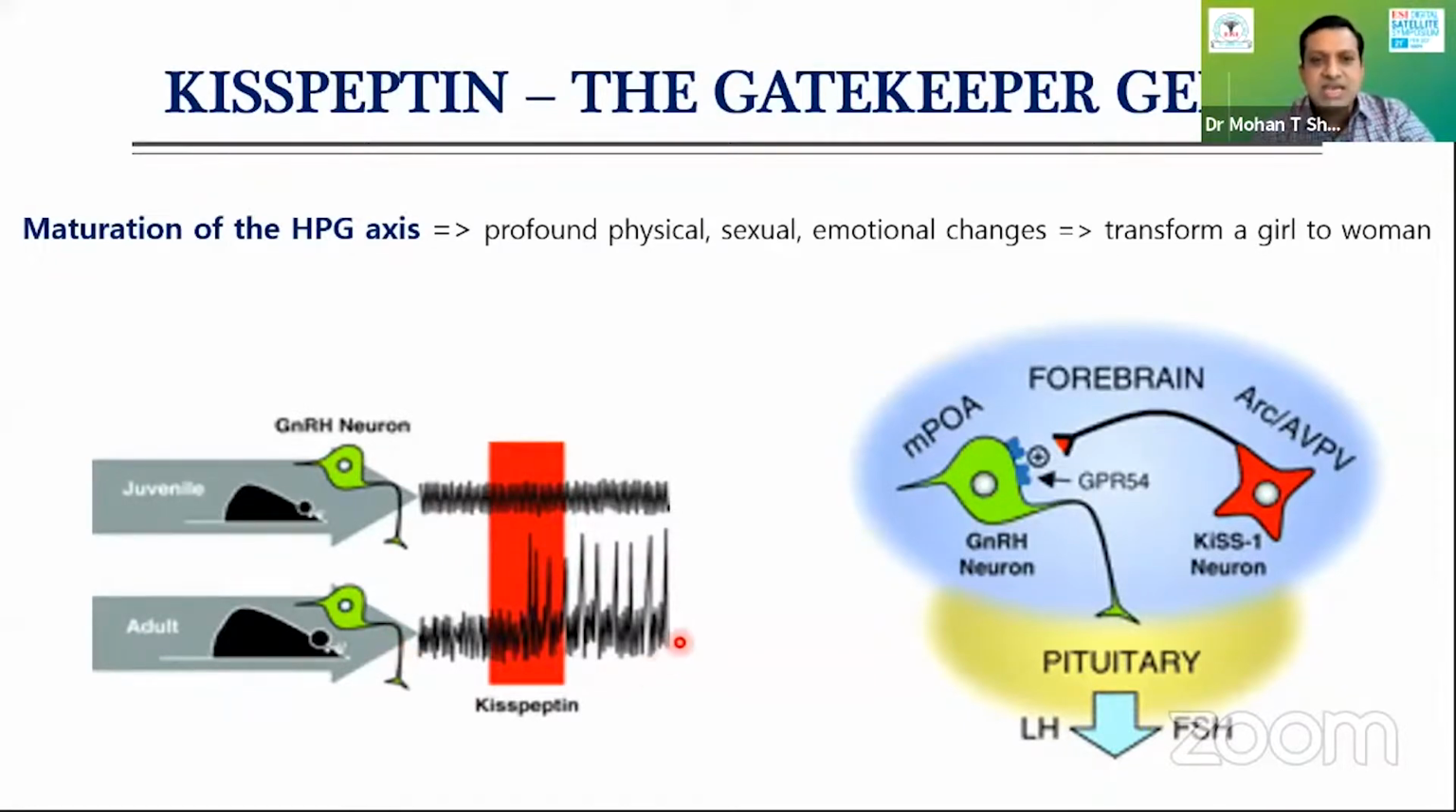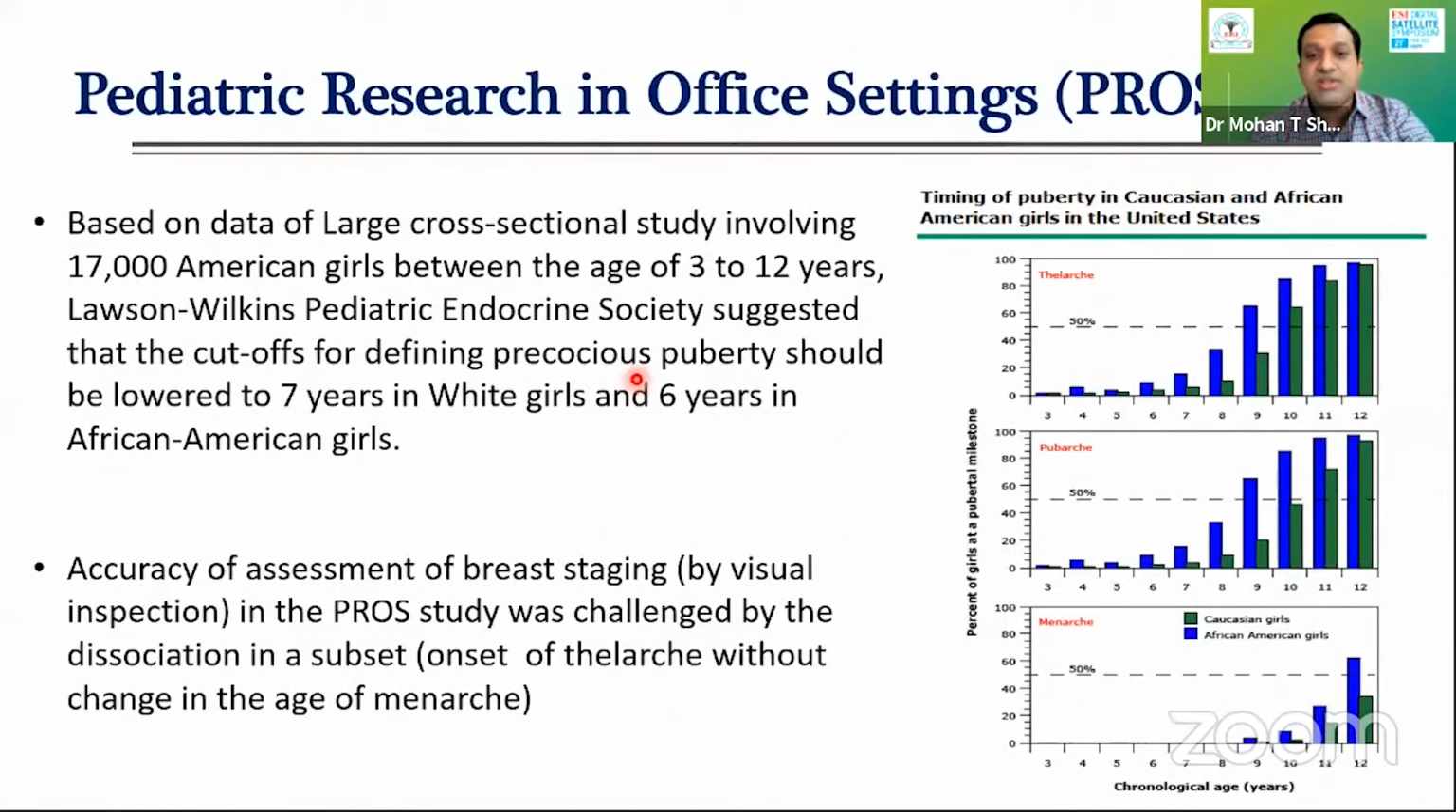So this is the study which I had told you about. This is the PROS study. This is a large cross-sectional study of 17,000 American girls between the ages of 3 to 12 years. And the Lawson Wilkins Pediatric Society initially suggested that the precocious puberty definition should be lowered to 7 years in white girls and 6 years in African American girls. But because it was only done by visual examination and there was dissociation, because thelarche without change in menarche was happening, that is why later on it was dropped.